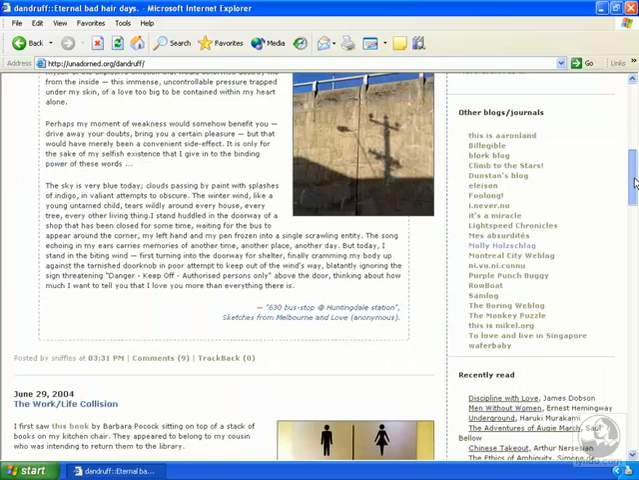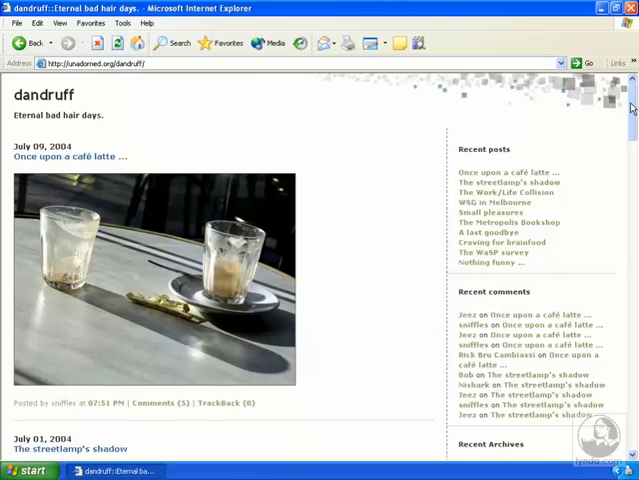And of course, she's got some lists of other blogs that she reads and books that she's reading, all kinds of information about her. This is a personal weblog. So along with personal weblogs, there are things called group blogs, and we'll be looking at group blogs later on in this movie. For now, let's take a look at a group blog that I'm involved with.